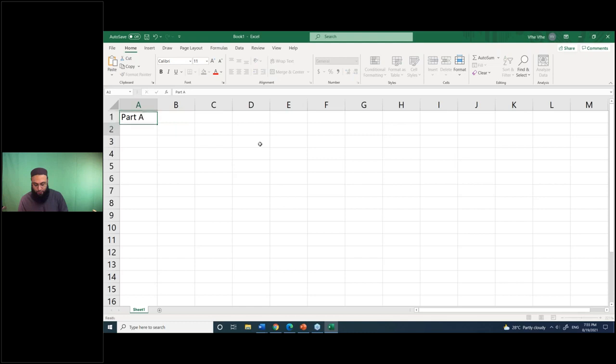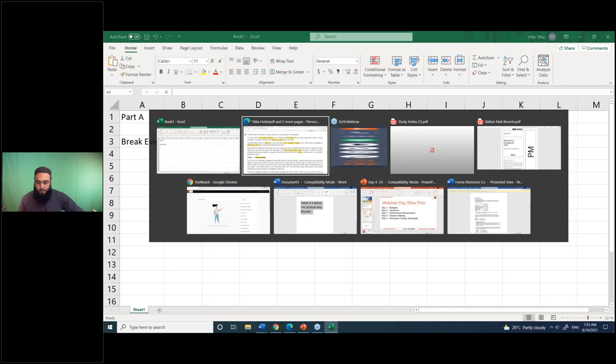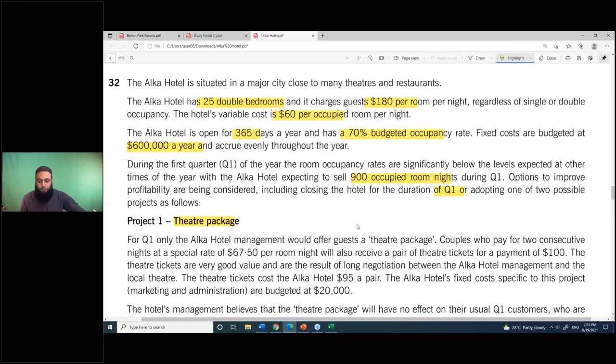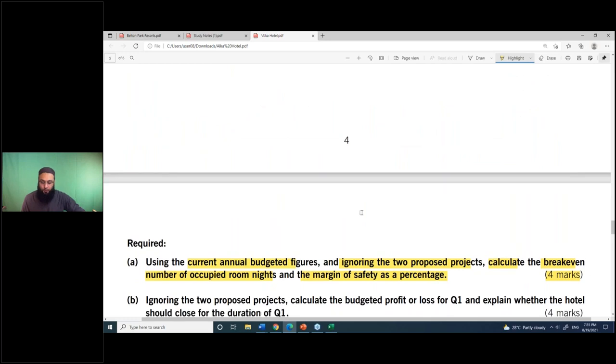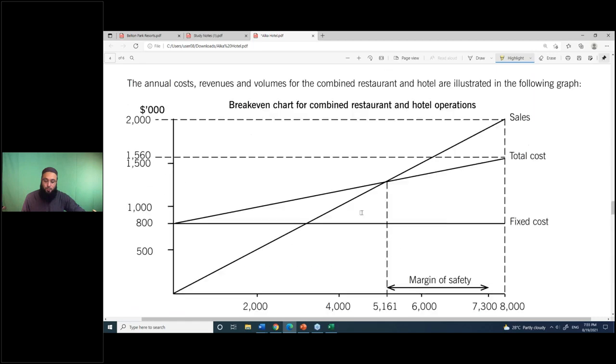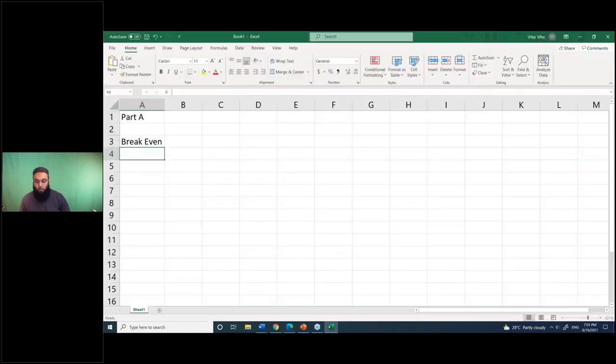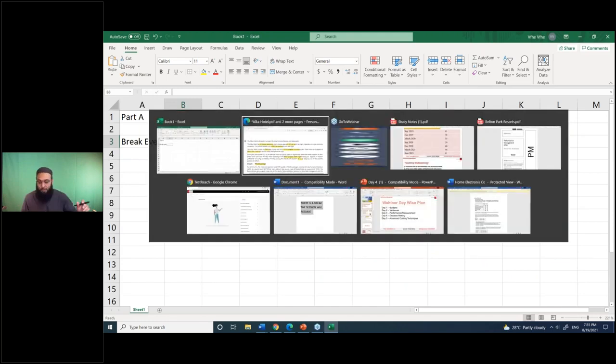So part A, we need to work out the break even, right? Break even in terms of revenue or break even in terms of units. Now, these are two separate things to keep in your mind. Break even in terms of rooms occupied, which means in terms of units. If you are calculating break even in terms of units, you don't have to write the formula, but you must know the formula. So what is the formula?